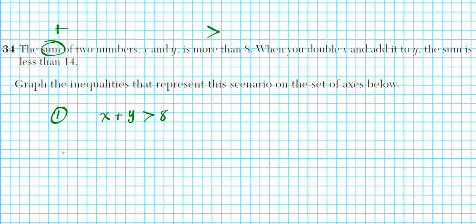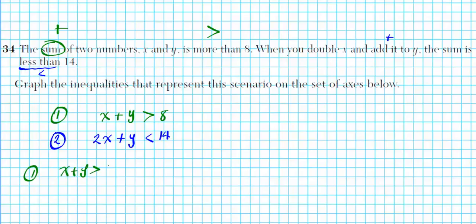Now, the second equation tells us that when you double x and add it to y, the sum is less than 14. So less than, that inequality is just less than, and then we know addition is plus. All right, so there you go. We're going to graph both of them. So let's start with equation one, x plus y.